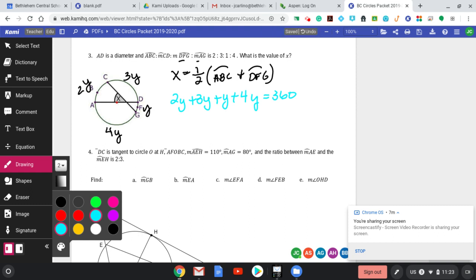All right, so I have a total of, let's see, 5, 5, 10y equal to 360. So y equals 36.